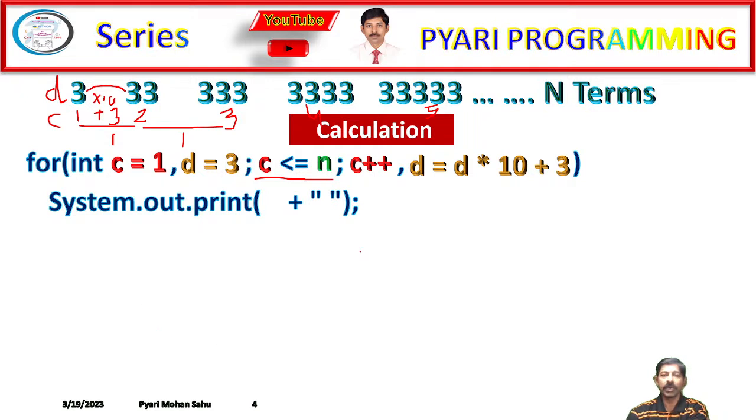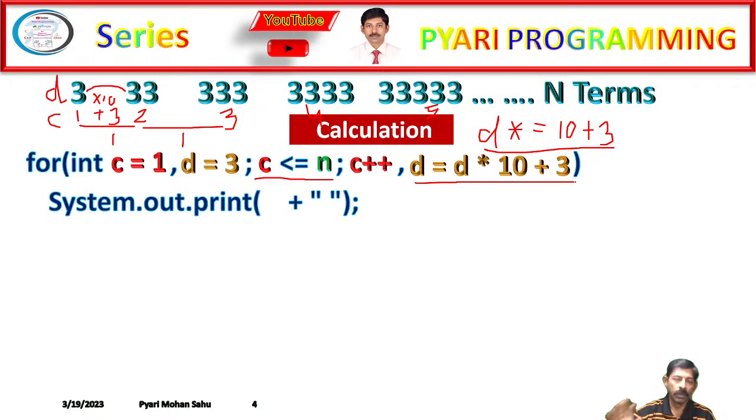Now a question arising in my mind: instead of this, can I use D multiplication is equals to 10 plus 3? So can I use D multiplication 10 is equal to plus D multiplication is equal to 10 plus 3 instead of this expression? Can I use? Okay, keep the question in your mind, I will ask you.